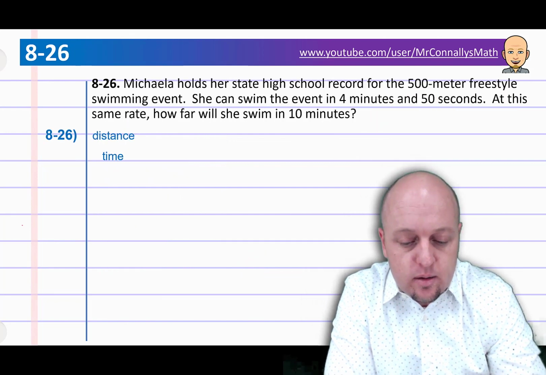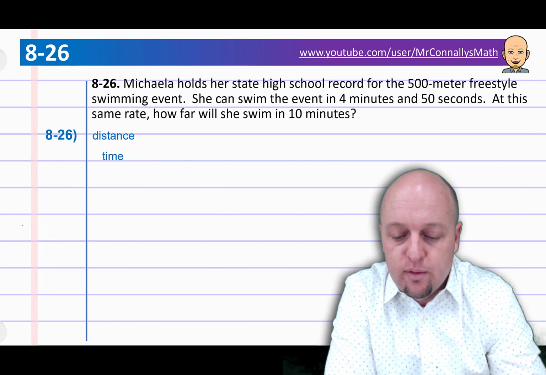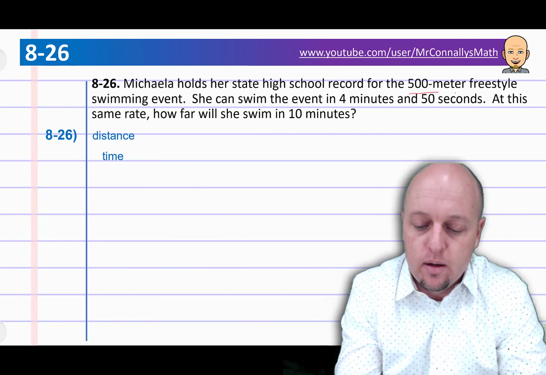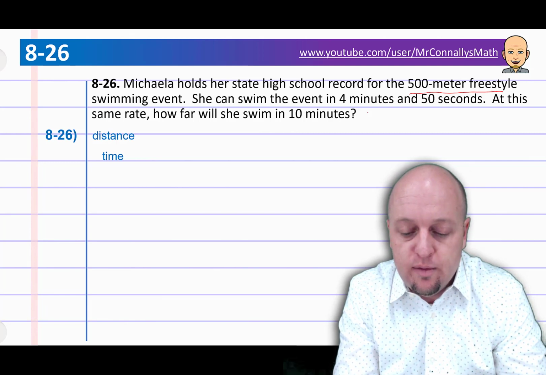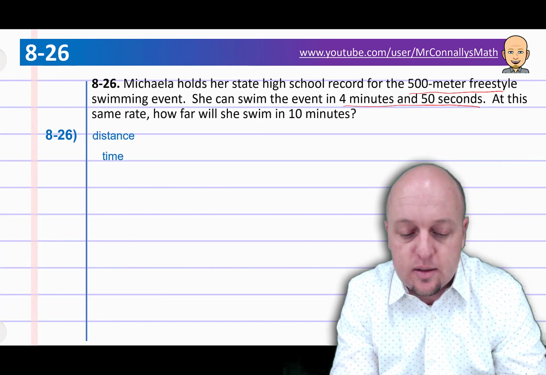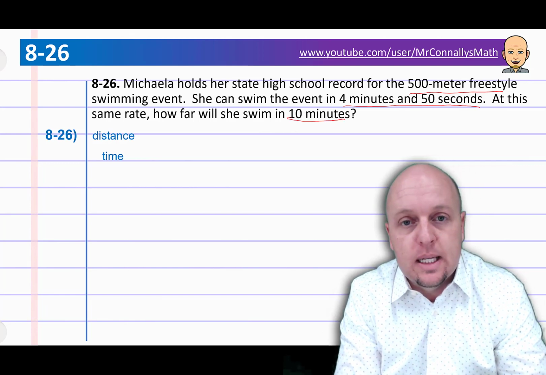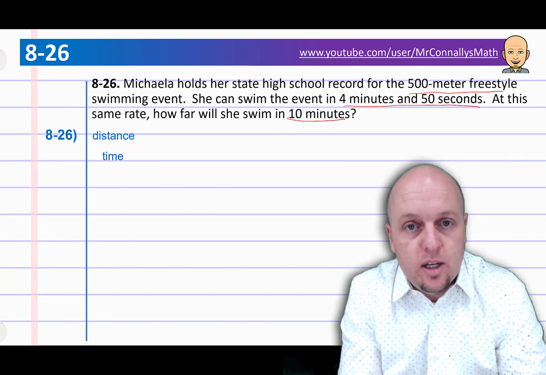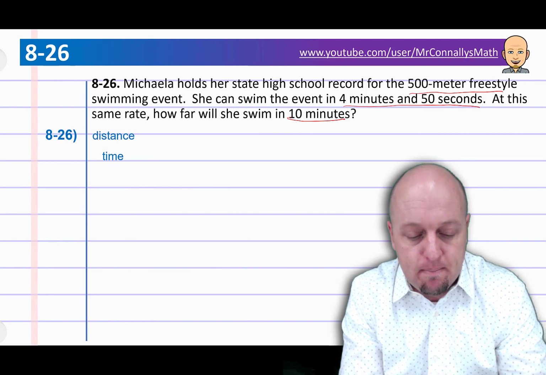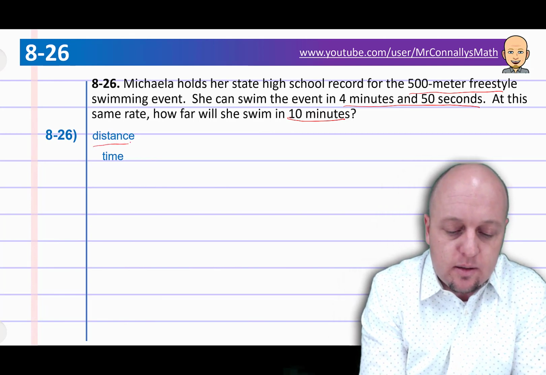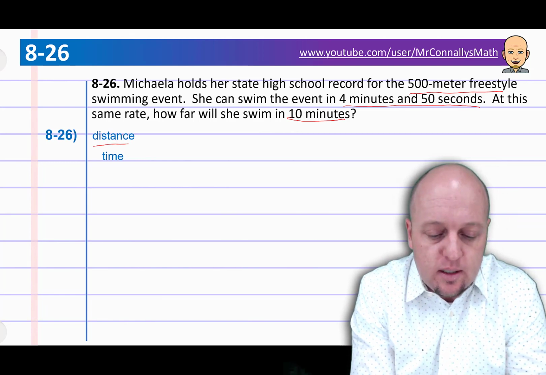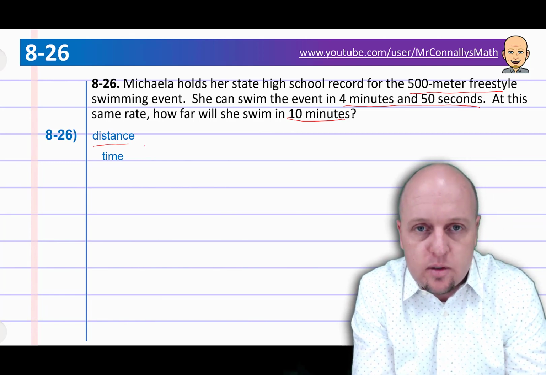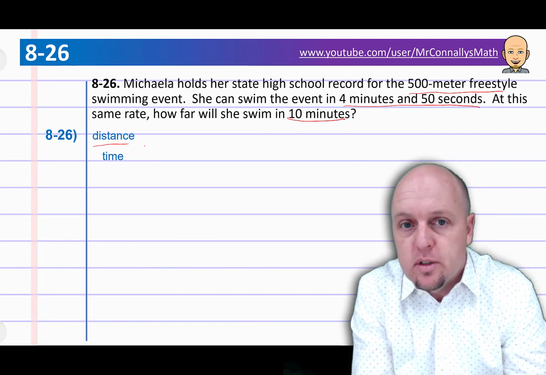26. Michaela holds her state high school record for 500-meter freestyle swimming event. Okay, she can swim the event in 4 minutes 50 seconds. At this rate, how far will she swim in 10 minutes? All right, so there's 2 things being compared, distance and time. The distance in this case and time usually goes on the bottom. So we've got distance and time. That makes sense. You could do miles per hour, meters per second, etc.